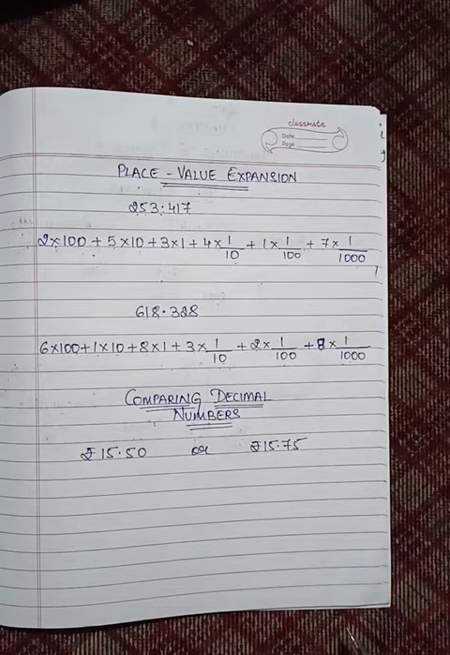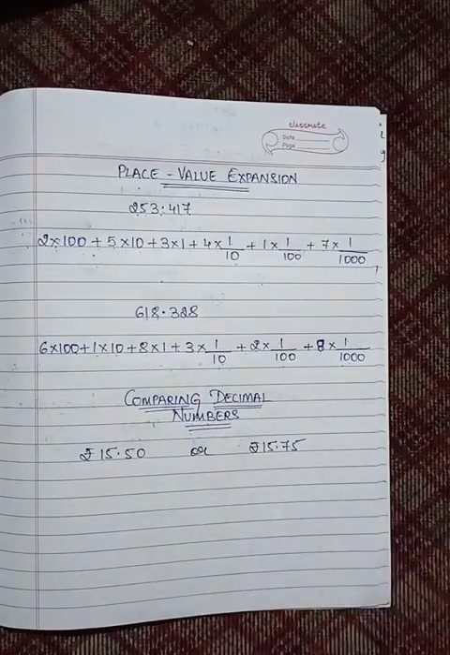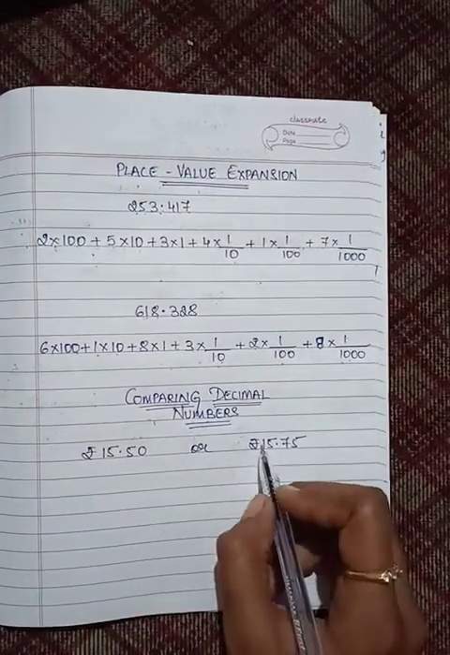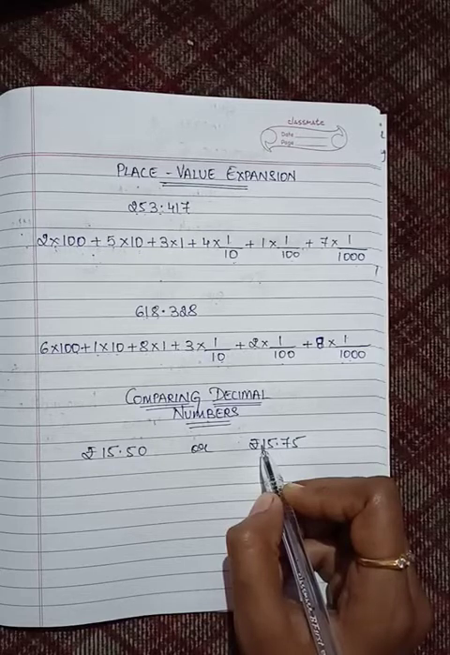Next topic for today's class is comparing decimal numbers. We are thorough for comparing the whole numbers, but in today's class we shall be studying how to compare the numbers which have decimal point. So for this I have taken two numbers for comparison. Among these two numbers, let us find out which number is greater.